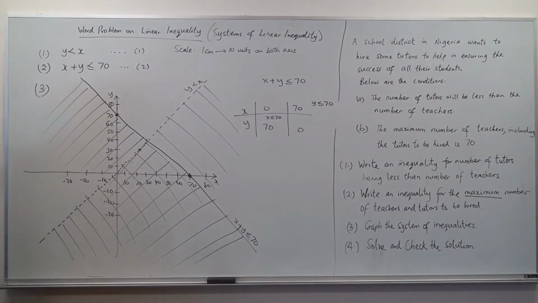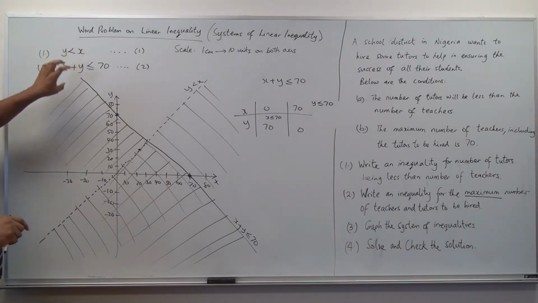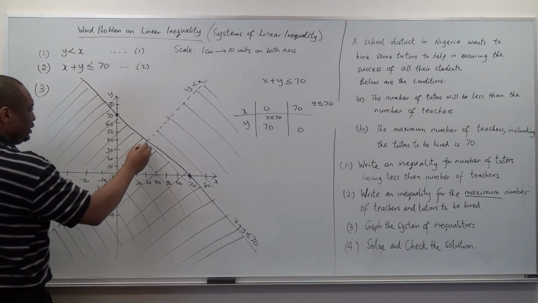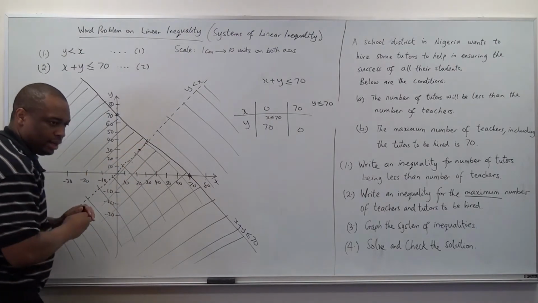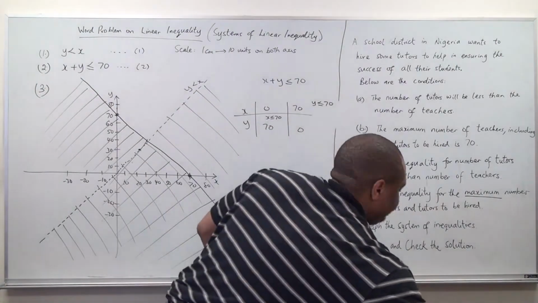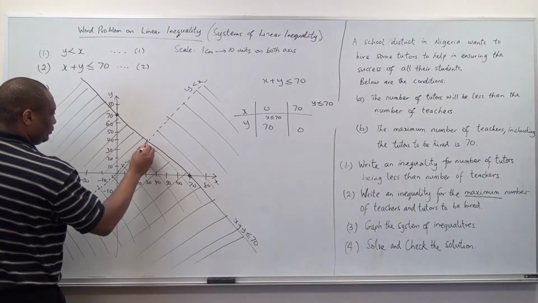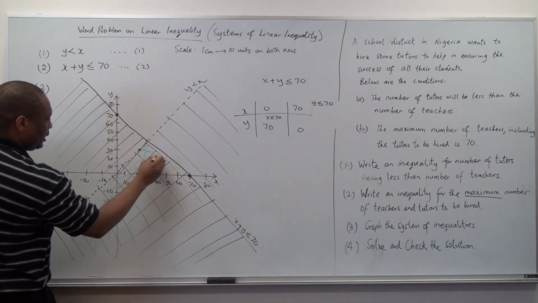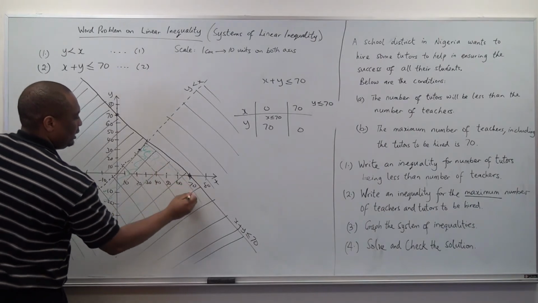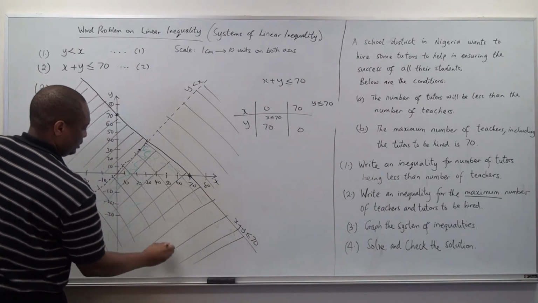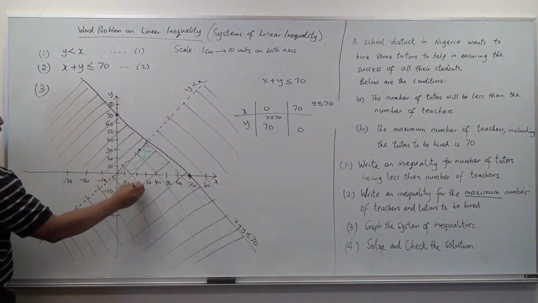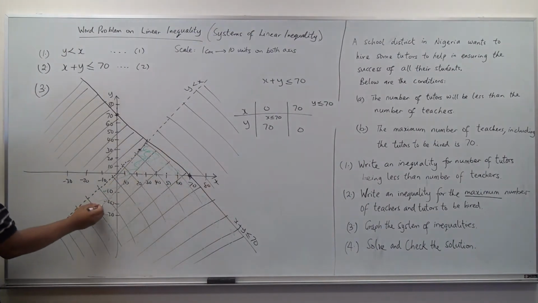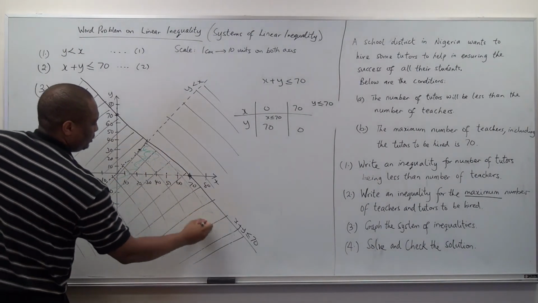So if they now ask you what region satisfies both, now this region will satisfy both inequalities, right? So it's going to be from here. It's going to be all these regions here. I'm using a green marker to do that. It's going to be this region where they intersect.